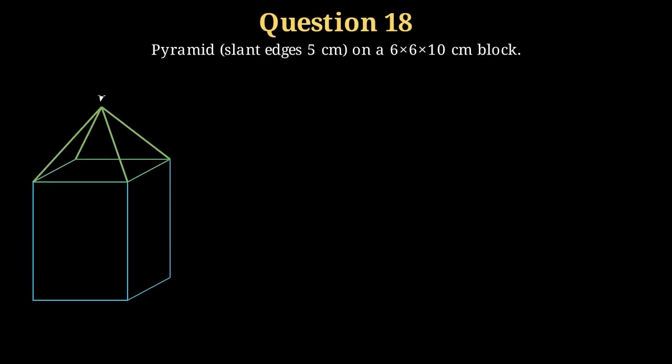Question 18. A solid is a rectangular block, 6 by 6 by 10, topped by a right pyramid whose slant edges are each 5 centimeters. Part A. The apex is above the center of the base. The distance from center to a corner is half the diagonal, 3√2. So the height h is the square root of 5 squared minus (3√2) squared, which is √7.